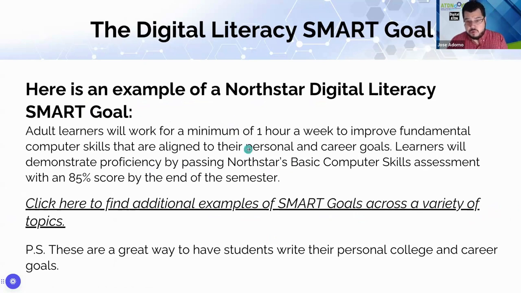Here is an example of what would be one approach. Adult learners will work for a minimum of 1 hour a week to improve fundamental computer skills that are aligned to their personal career goals. Learners will demonstrate proficiency by passing Northstar's basic computer skills assessment with an 85% score by the end of the semester, right? And then you can click here to find additional examples.